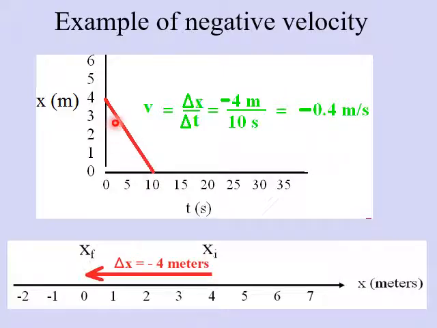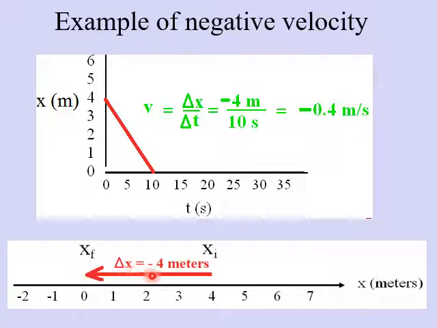And it looks like 10 seconds later, where is the object now? Well, it's at 0 meters. So it's gone back to the origin. So our object has actually started here and gone backwards to the left to 0 meters right here. So this is our initial position, x sub i, and this is our final position, x sub f.